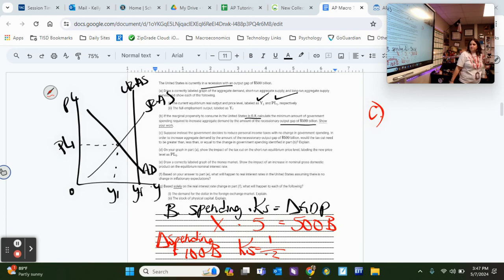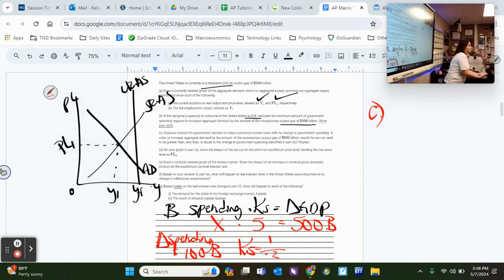Okay. On C, it says, suppose that the government decides to reduce personal income taxes with no change of government spending. So we just said, hey, they should change spending by $100 billion. And now they're saying, you know what? We're going to do taxes instead. So in order to increase aggregate demand by the amount of the recessionary gap of 500 billion, would the tax cut need to be greater than, less than, or equal to the change in government spending that you identified here? So if we cut taxes to fix the gap, would it be more than 100, equal to 100, or less than 100?